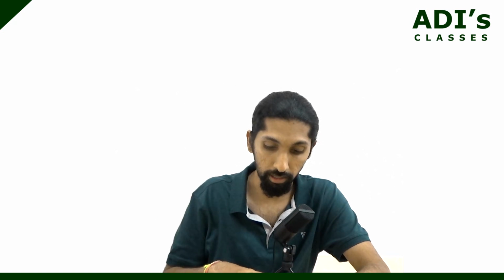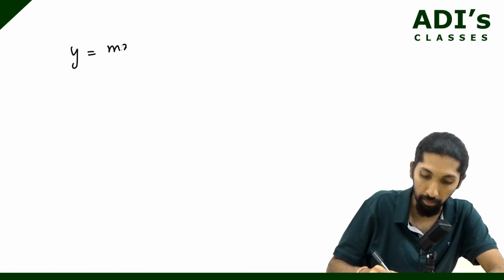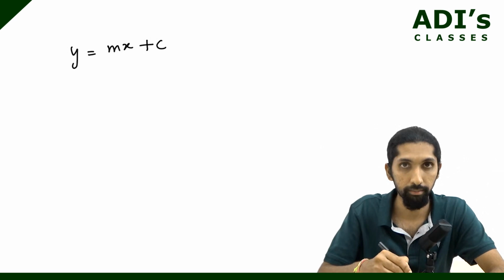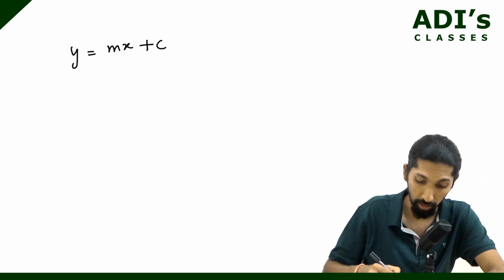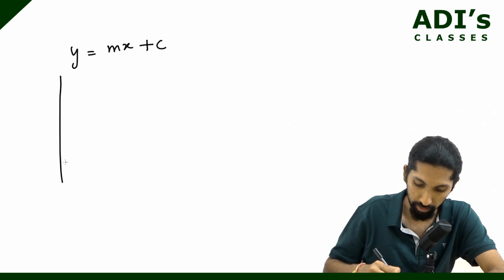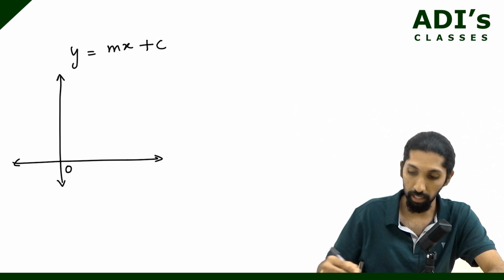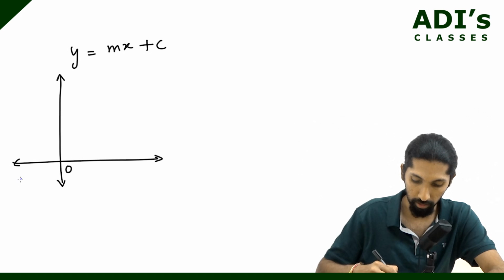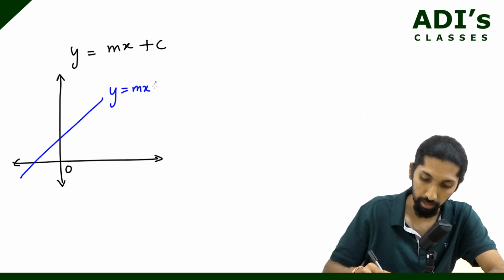Now, let's start with a very simple example, that is the equation of a line. We all know that the equation of a line is y is equal to mx plus c, correct? What does it basically indicate? We have a line, with x-axis and y-axis, and say the line is going something like this. Y is equal to mx plus c.